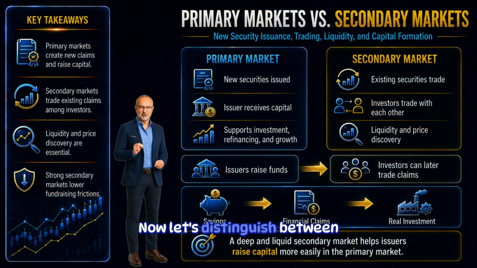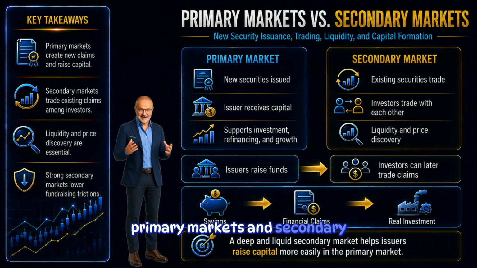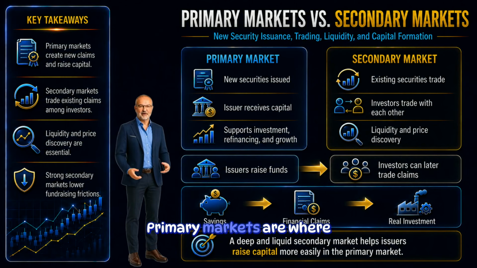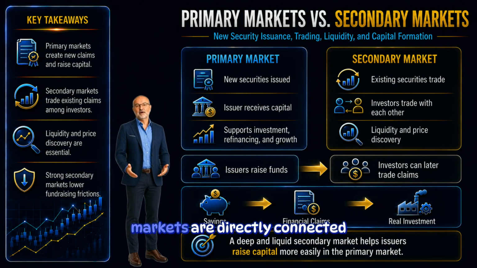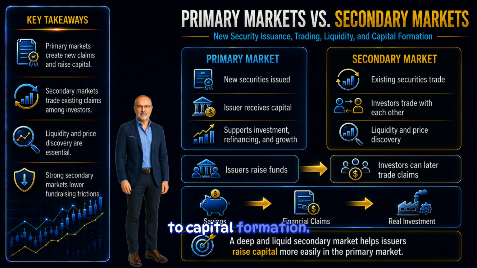Now let's distinguish between primary markets and secondary markets. Primary markets are where new securities are issued. When a firm, government, or other issuer sells a new financial claim, the issuer receives capital from investors. This is why primary markets are directly connected to capital formation. They help organizations raise funds for investment, operations, refinancing, and growth.